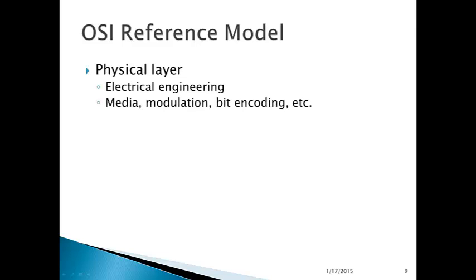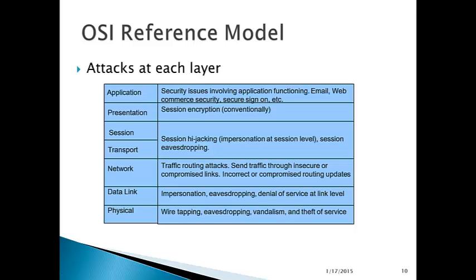Now the physical layer is basically the electrical engineering behind communication. It's the media. Do you use fiber, optical fiber? Do you use copper wire? Do you use wireless? Do you use infrared, etc.? The modulation: do you use phase modulation, frequency, amplitude modulation, some combination of those? And in the bit encoding, how does a change in modulation generate a 1 and a 0? So it's basically taking this high-speed electronic or optical information and figuring out how you put 1s and 0s into it.